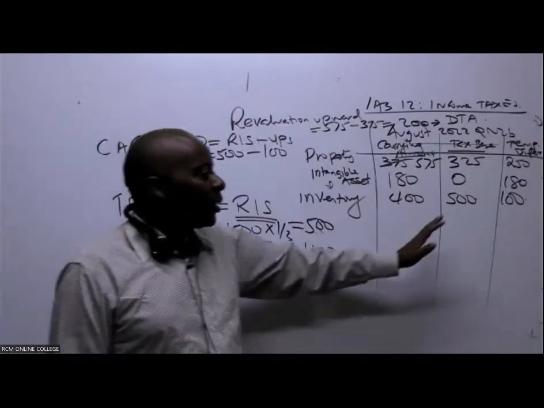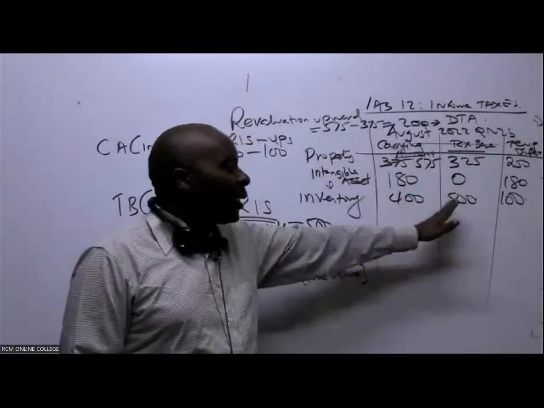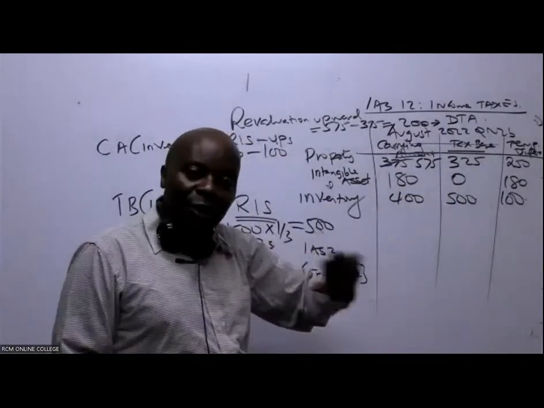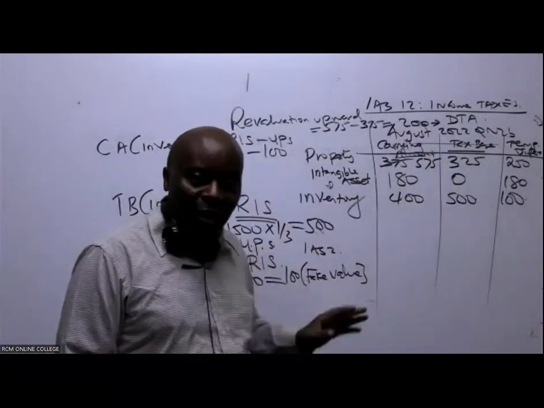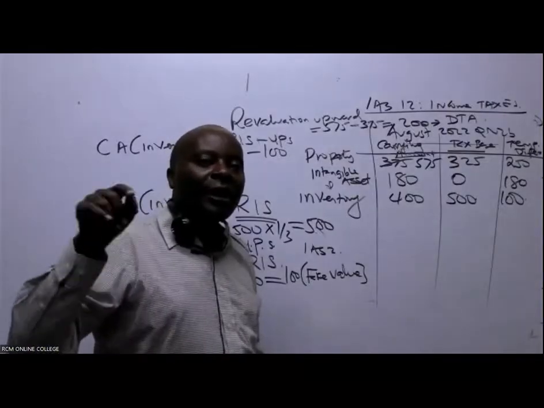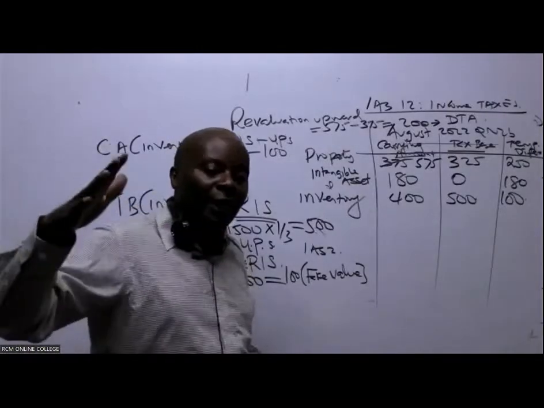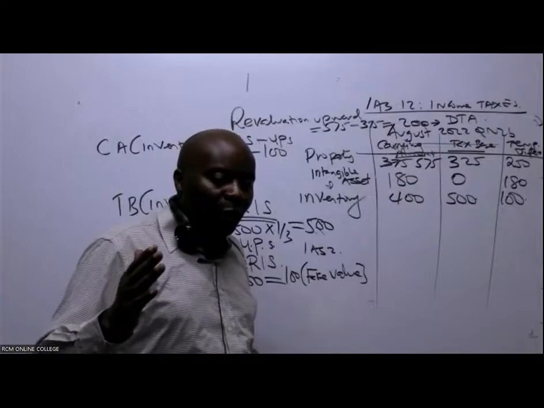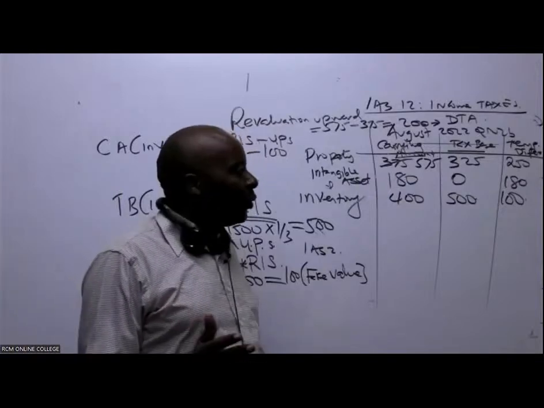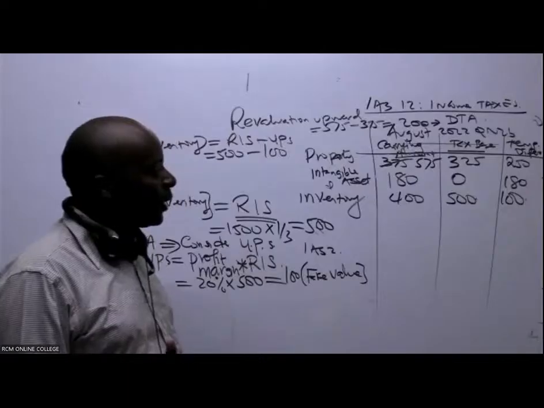So the taxman's tax base will automatically be the remaining intra-sales. How much is remaining? 500. That's it. But the accountant down there has been given a whole standard, which talks about that 100, some UPS.